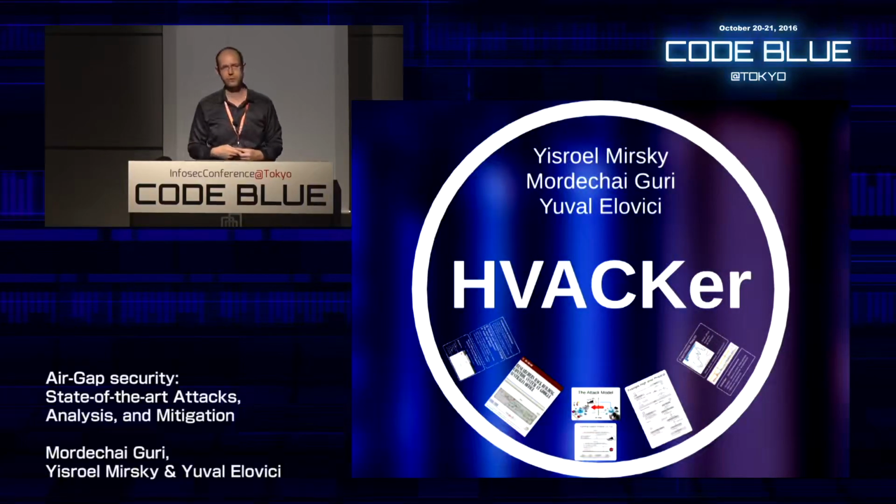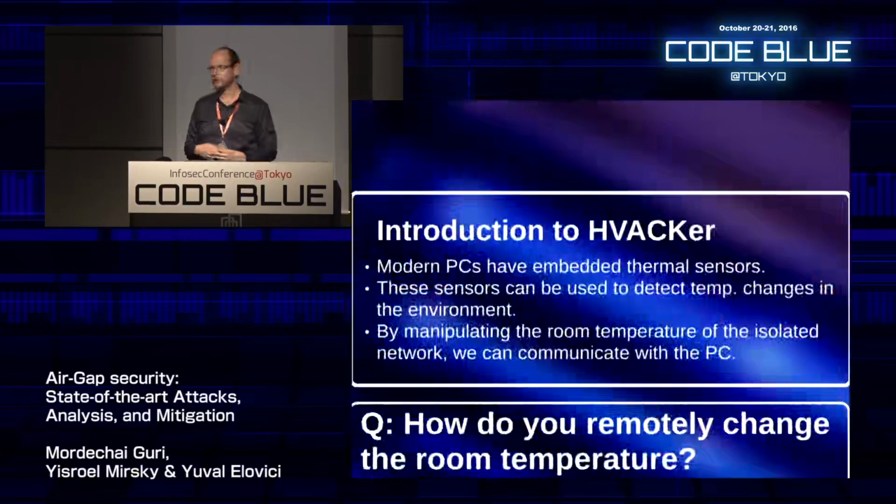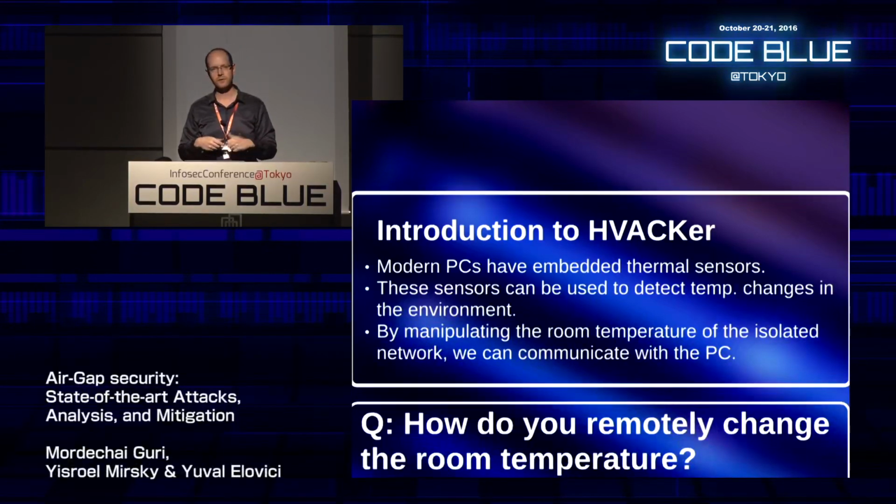So let's start with thermal channels. The first type of thermal channel we'll talk about is called HVACR. Now, the idea is that modern computers have thermal sensors in them, and quite a few. You have thermal sensors in the CPU, you have thermal sensors on the motherboard, and it's mainly there to be able to regulate the temperature of the computer to protect the computer from overheating.